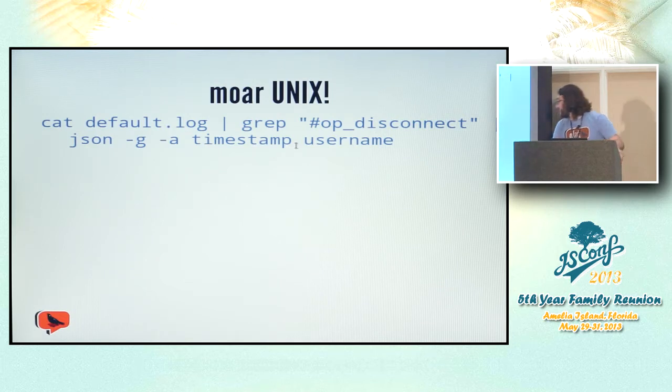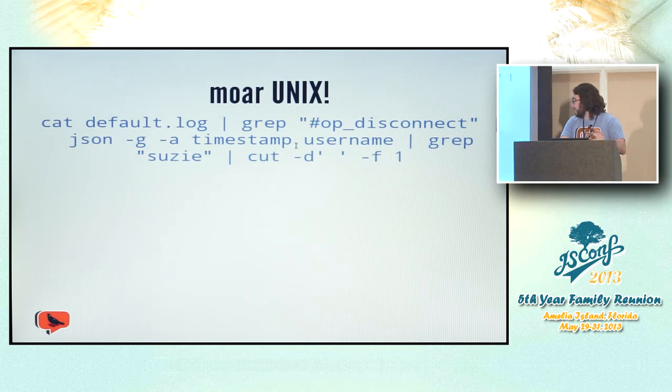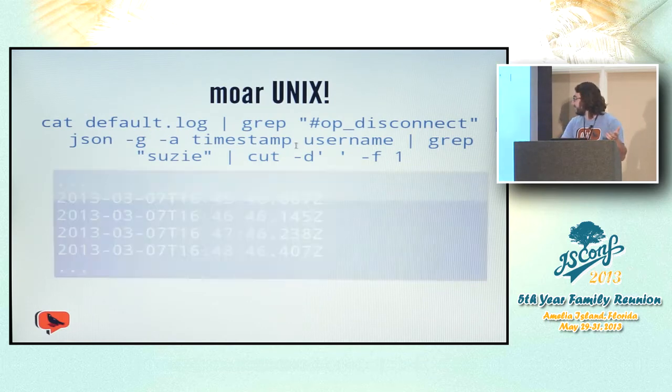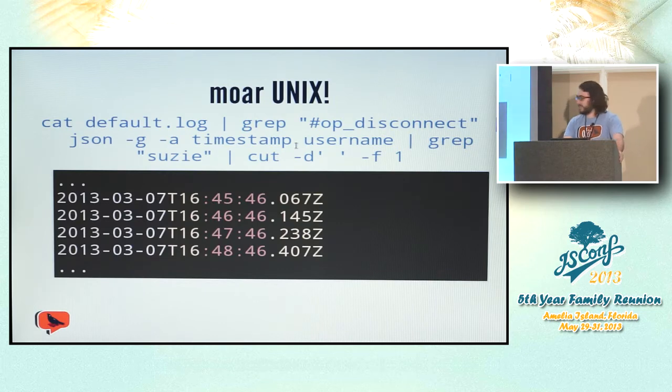This time we will get the timestamp and the username out of the JSON, and then filter just Susie's stuff, and take the first field, which is just the timestamp. So really all we're looking at is the times that Susie's client disconnected. And when I looked at this, I noticed this is happening almost exactly every minute, plus a tiny little millisecond delta. It's going 445, 446, 447, and 448. So that's kind of weird. A minute is sort of a big coincidence, if you ask me.